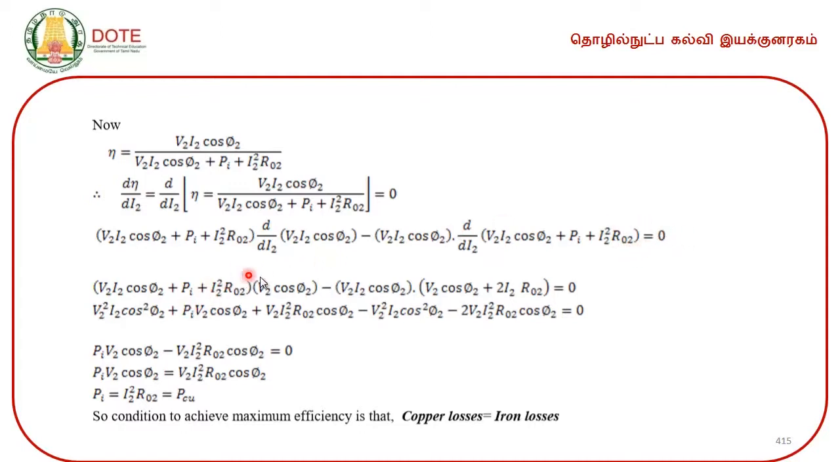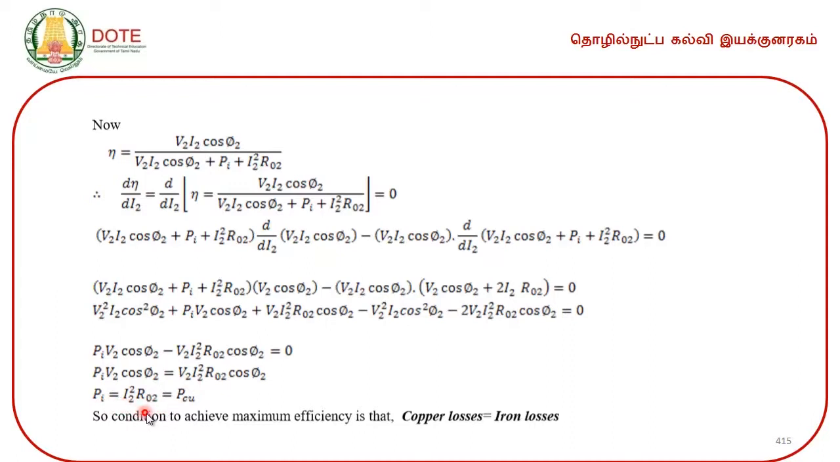Now, this is a constant value. Once you differentiate the expression V2 I2 cos phi 2 with respect to I2, you get V2 cos phi 2. Similarly, once you differentiate the other expression, you get V2 I2 cos phi 2, the expression already there, into V2 cos phi 2 plus, since I2 square differentiates to 2 I2, 2 I2 into R02, where R02 is a constant, equal to 0. Further simplifying all these expressions, you will get Pi is equal to I2 square R02.